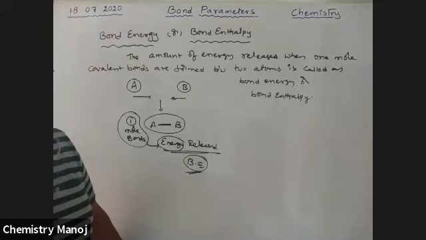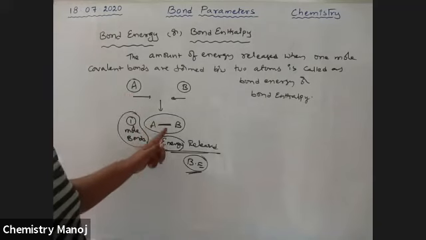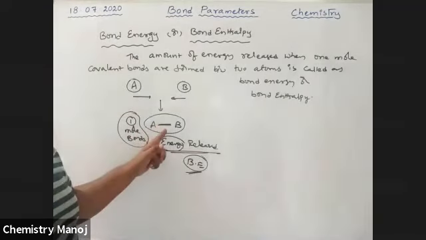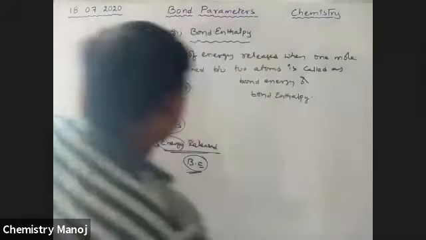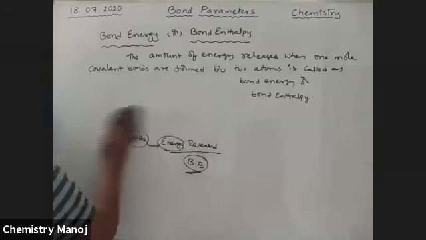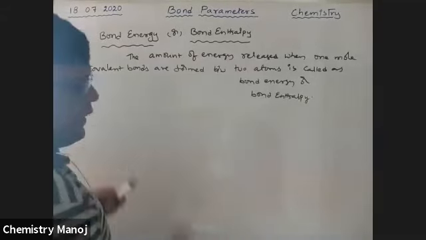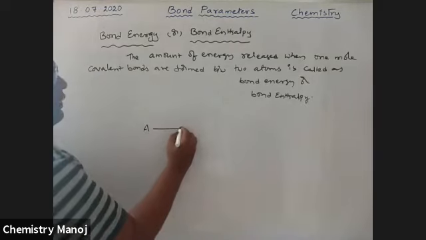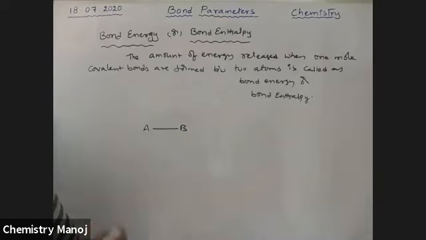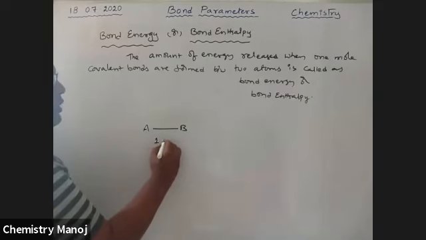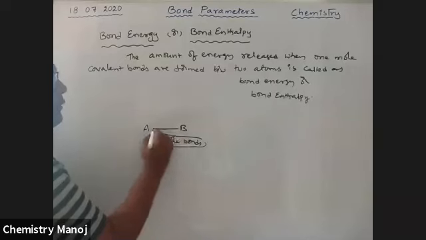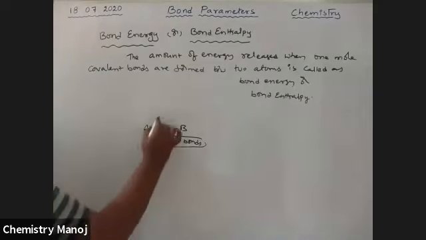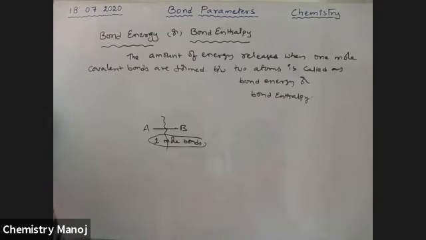So it is very, very important. My advice: during the formation of a bond, energy is released. Now see here, there is already a bond between A and B. 1 mole of bonds is present between A and B. I want to break these bonds. How many bonds am I going to break? 1 mole of bonds is going to break.